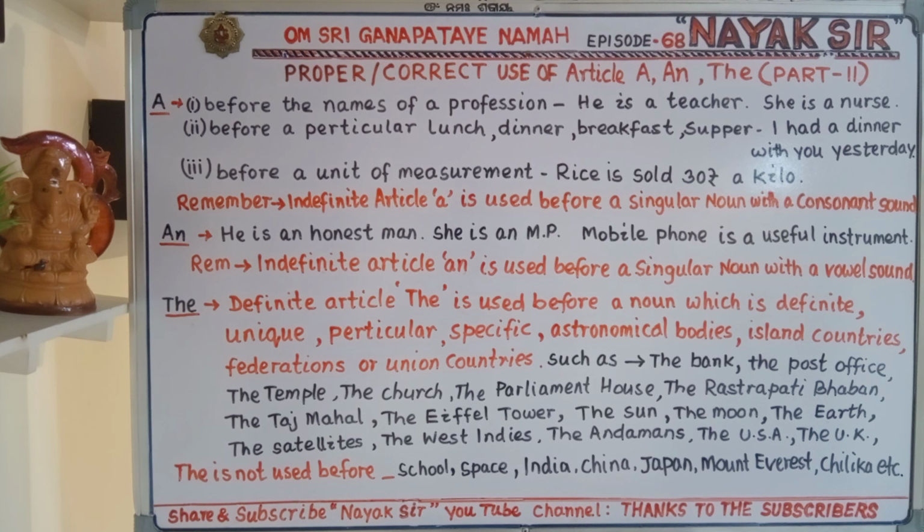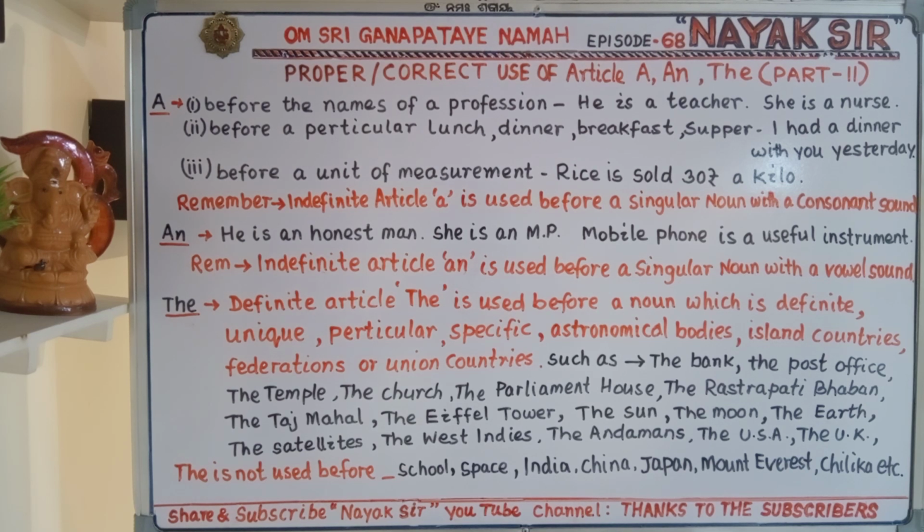Whatever gives information on astronomical bodies, like the sun, the moon, the earth, the satellites, should carry the before it. The West Indies, the Andamans, they are island countries, and before them we must use the. The West Indies, the Andamans. And before union countries like the USA, the UK, the USSR, we have to use the.